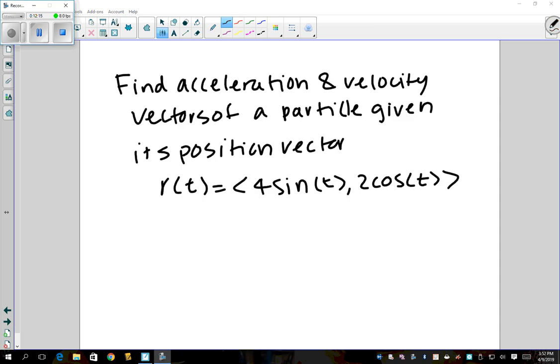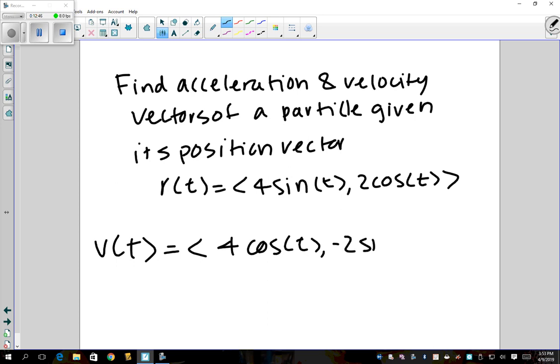All right, so here I'm asked to find the acceleration and velocity vectors of a particle, and we're given its position vector is 4 sine of t and 2 cosine of t. And so for our velocity vector, just taking the derivative of those two separately. So our velocity vector should be 4 cosine of t, that's our x component, and then our y component will be negative 2 sine of t.